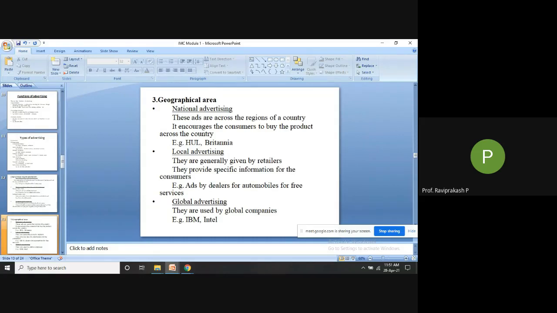They are generally given by retailers. They provide specific information for the consumer. So for example, a particular dealer of a particular thing, it could be a laptop, it could be a two-wheeler, it could be a four-wheeler, or it could be any local product that is being manufactured there and is not being sold anywhere else. So those kinds of products are only advertised in local advertising.